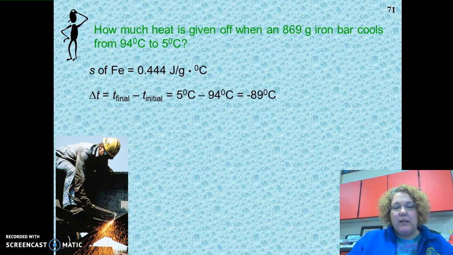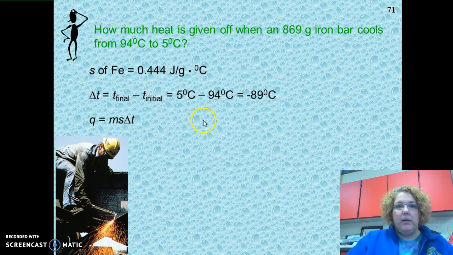For specific heat, we need to do final minus initial for the temperature. It cooled, so its final temp was lower, 5 degrees, minus its initial temp of 94, so it had a negative temperature change. It cooled off about 89 degrees. That means it lost heat, so we're going to get a negative Q.